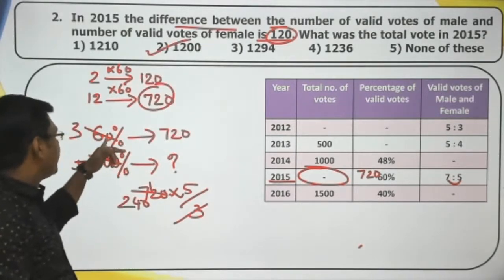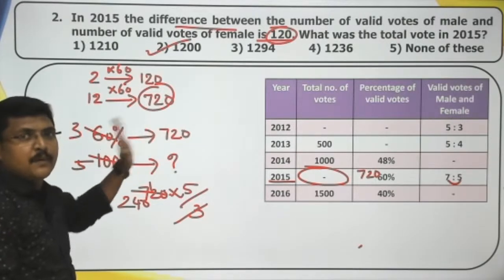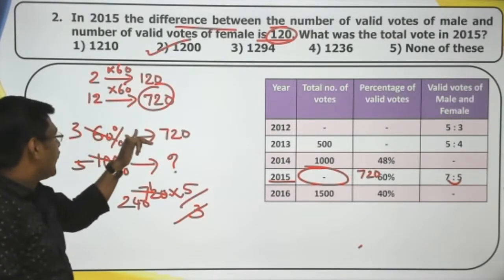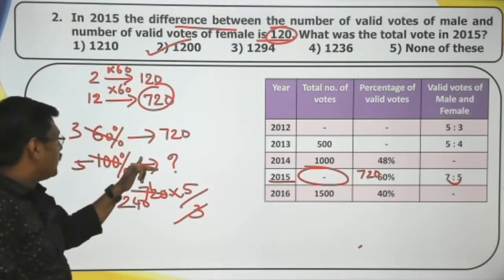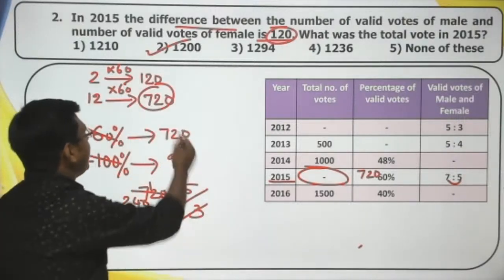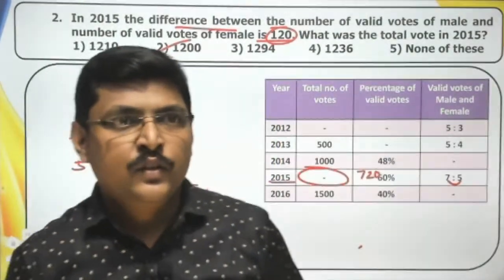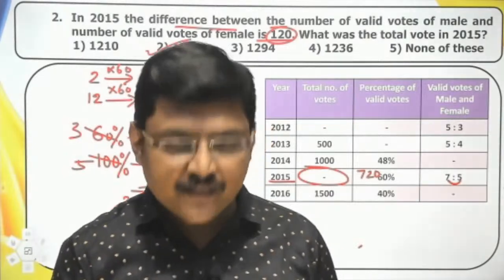Or you can directly say that 60 is 720, so dividing gives the operating value, then multiplying gives the answer. That is 60 into 12 is 720, then 100 into 12 is 1200. Or you can say it like that also, right? So for this question, the answer is option number 2, 1200. When you answered it correctly, very good. So I am moving on to the next question.